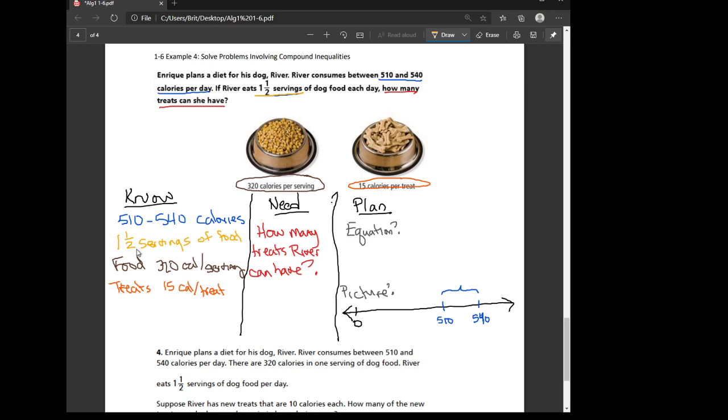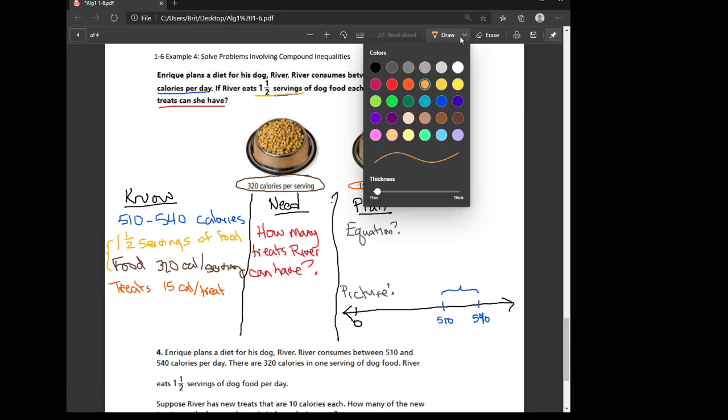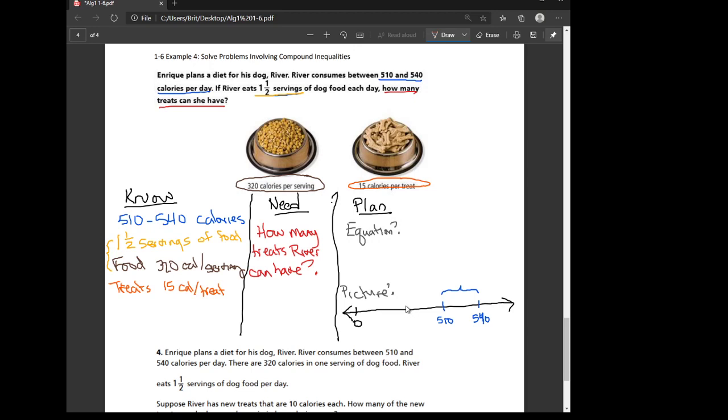The next thing is this yellow option and this brown option paired together. Okay, it says that River can eat 1.5 servings of food. Okay, now 1 serving of the food is 320 calories. So that's about right here, right? And so then we need to see what another half serving would put us at.